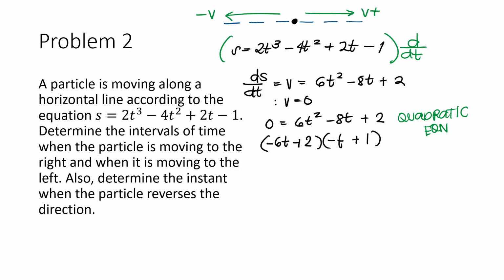Ayan. Okay, so pag FOIL method natin to, we have positive 6t squared, then we have negative 6t, then we have negative 2t, so negative 6t minus 2t, so that is negative 8t. No, ito yun, nasa gitna. Then, 2 times 1 is 2. So, therefore, we will have negative 6t is equal to negative 2, t is equal to 1 third. Dito naman sa kabila, negative t is equal to negative 1, so t is equal to positive 1. No? So, yan yung mga oras na nakatigil yung ating particle.